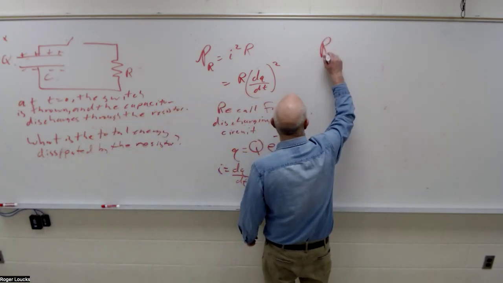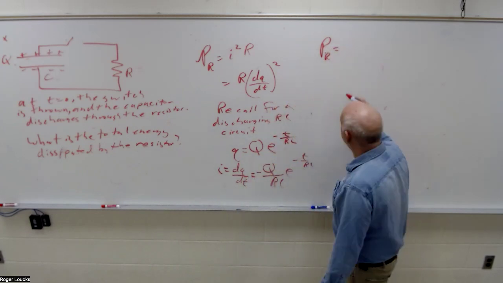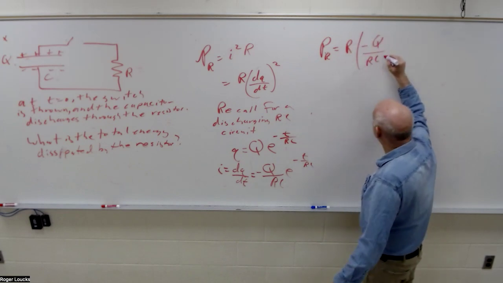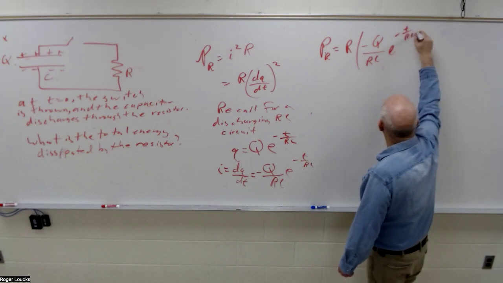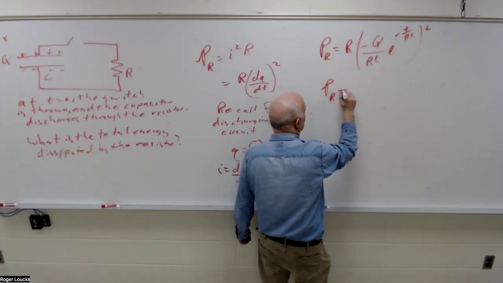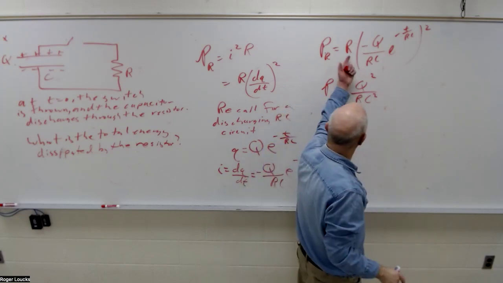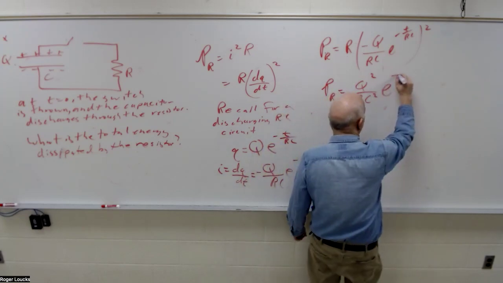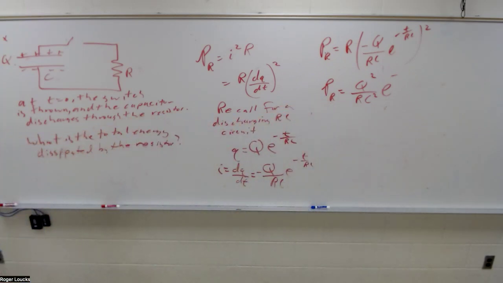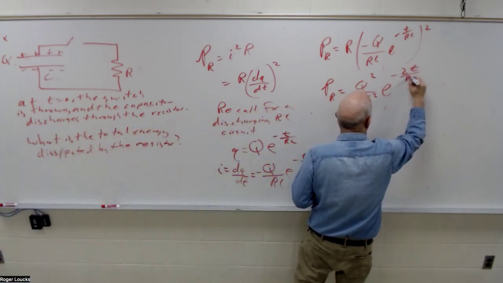So my power dissipated by the resistor is R times minus Q over RC, e to the minus t over RC, quantity squared. If I work this out, that gives me Q squared over R C squared, because we have an R squared here that cancels one of the others. E to the minus what? Yeah, if I square that exponential, I get 2t over RC.